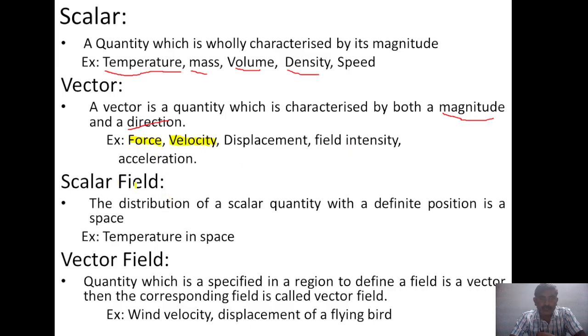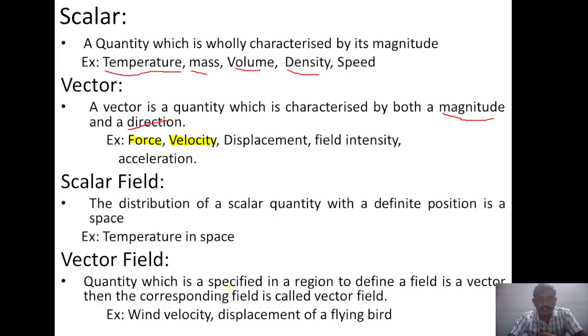Now, scalar field: the distribution of a scalar quantity with a definite position in space. For example, temperature in space. We all know the temperature in the atmosphere is usually 30 degrees Celsius. Next, the vector field.